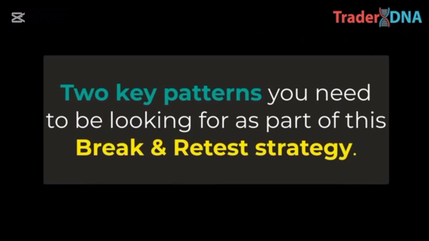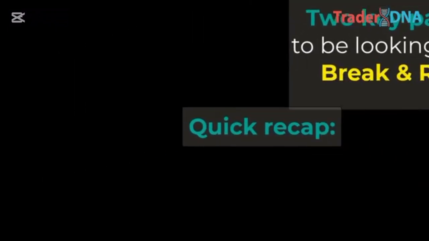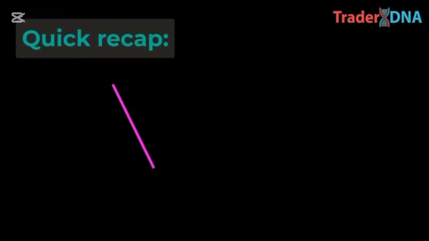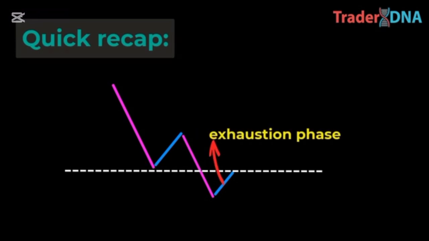Now, let's dive into 2 key patterns you need to be looking for as part of this break and retest strategy. These are the patterns that will help you trade in sync with the trend, whether the market is pushing up or down. Quick recap. You're looking for the market to pull back, create an exhaustion phase, and then look for the perfect moment to enter after it shows a retest of the previous structure. That's when you can take the trade and get on board with the trend.